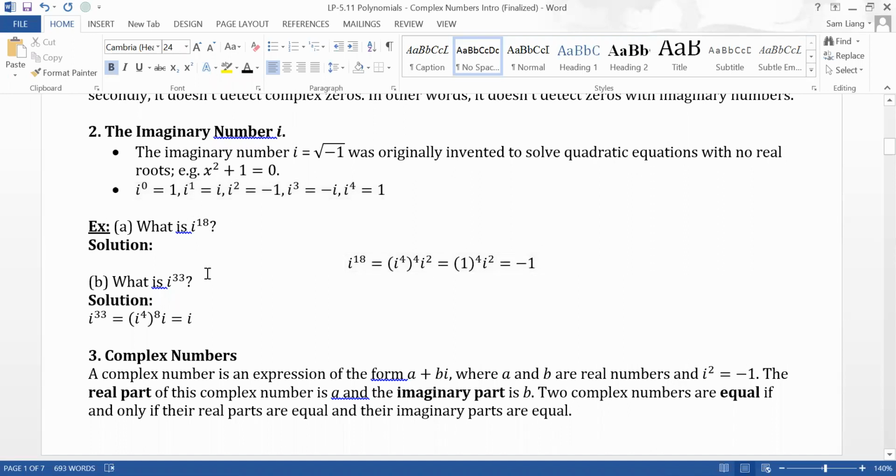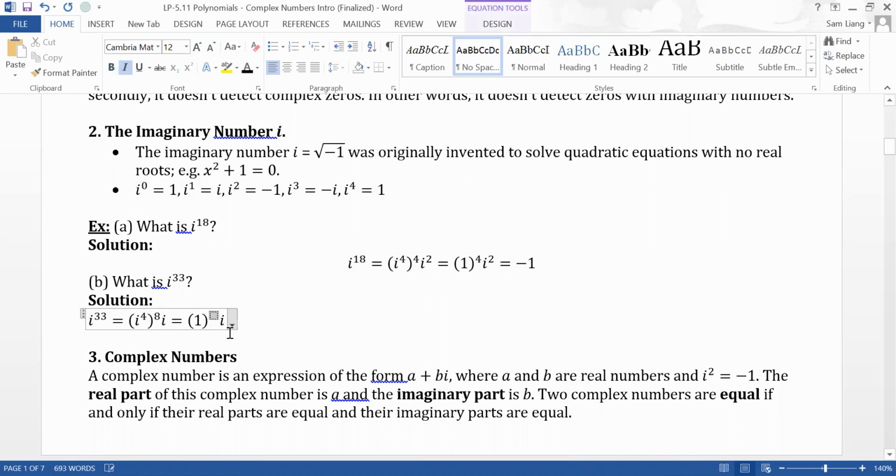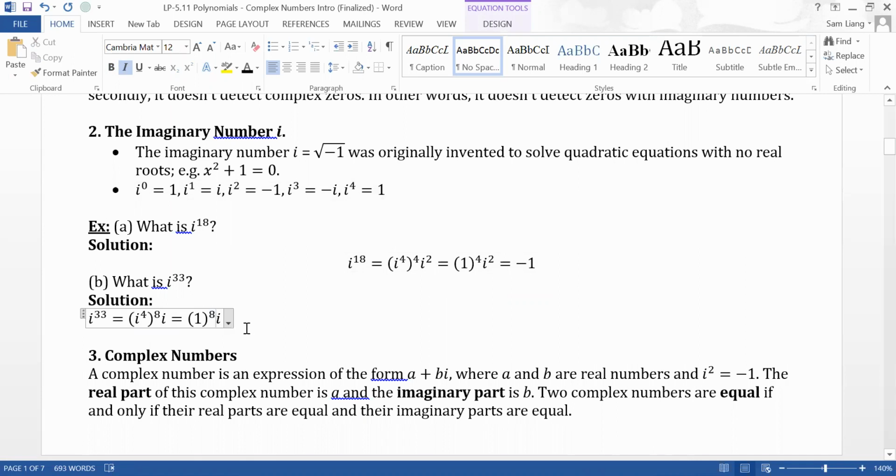Right, next we have i to the 33rd. i to the 33rd is equal to i to the 4th to the 8th power, because 4 times 8 is 32, and then we have 1 i left over, so we have i to the 32nd times i. Now i to the 4th is 1, so we have 1 to the 8th times i. Therefore, this is equal to i, because 1 to the 8th power is just 1, and 1 times i is i. So this answer is i.